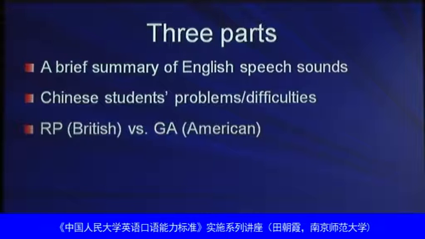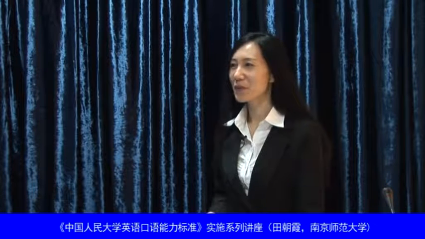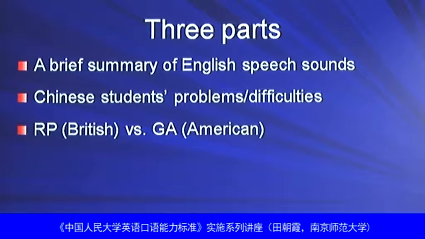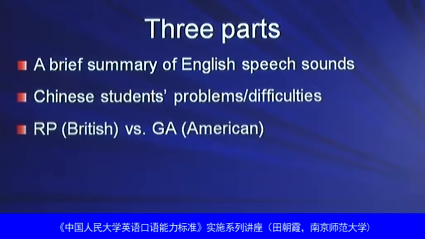There are 3 parts in this chapter. This is a big one, a long chapter. First, we're going to have a brief summary of the English speech sounds. Then in the second part, we're going to discuss Chinese students' problems or difficulties in English pronunciation. And finally, we're going to have a brief discussion about the difference between the British model and the American model. This part is also what most students would be interested in.